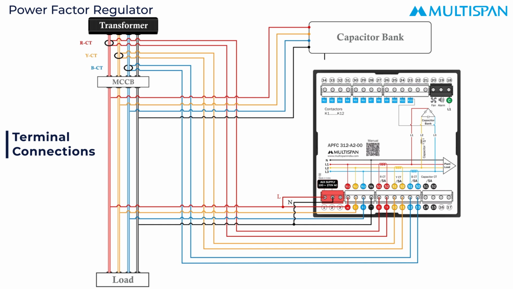For the capacitor bank connected to the main lines, the relay connections will be made through the contactors to terminals 23 to 34. For this, connect a common phase to terminal 18.